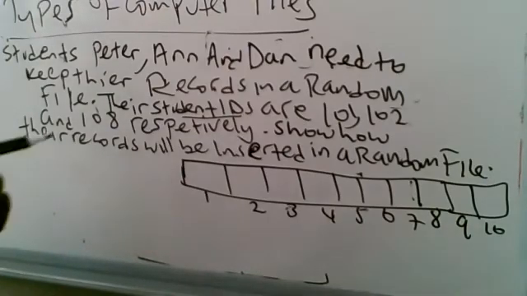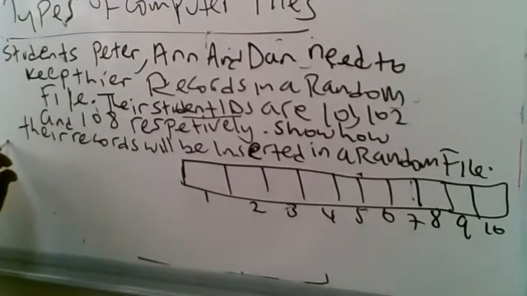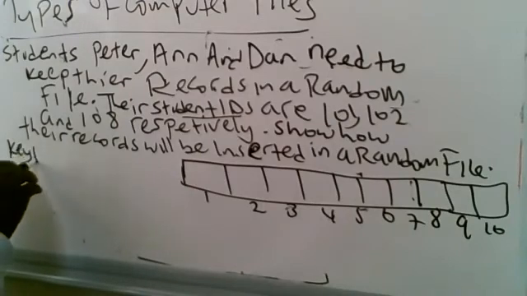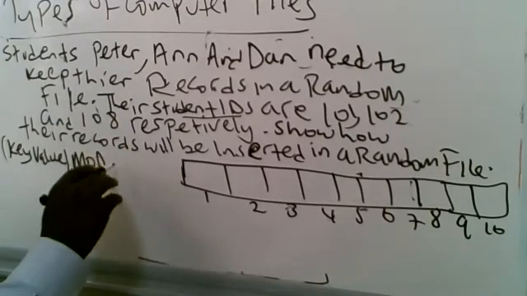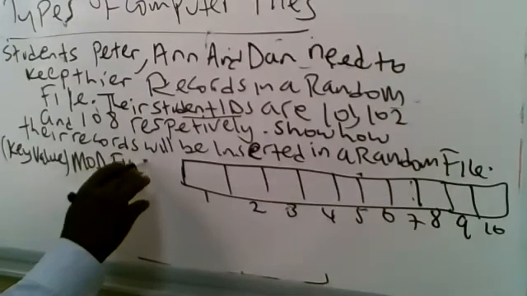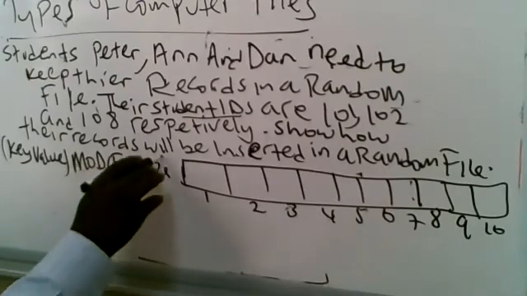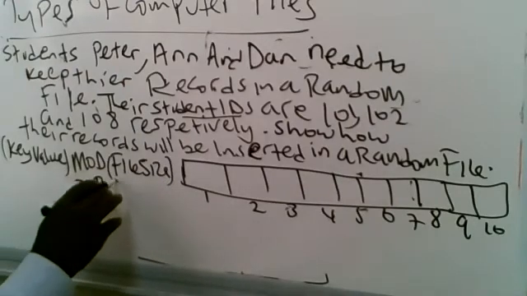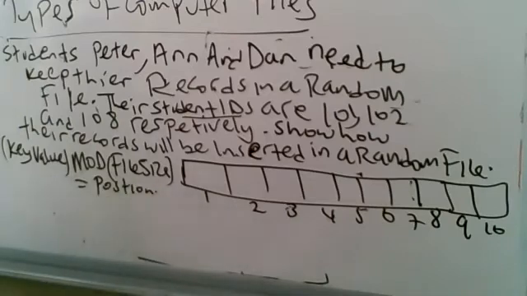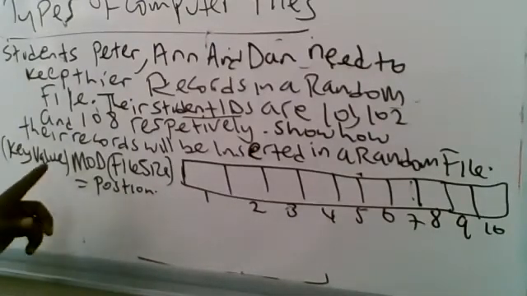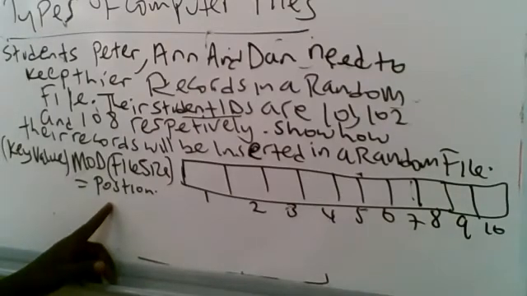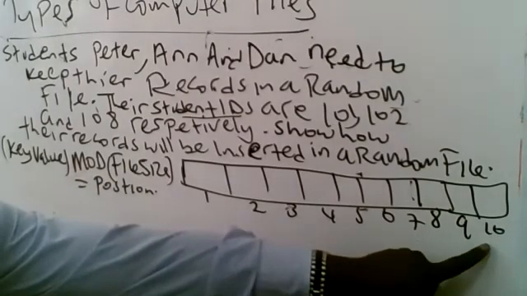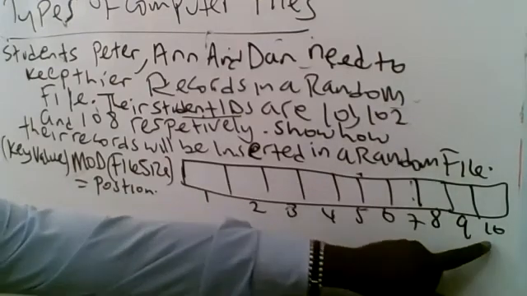The formulas are different. I'm going to say that if I get the key value, which is the primary key, and I get the mod of that value with the file size, then the answer I get will be the position. If I get the mod of the key value and the file size, then I get the position. Remember, our file size in this case is 10. Even if the question didn't tell us, I'm assuming it is 10.